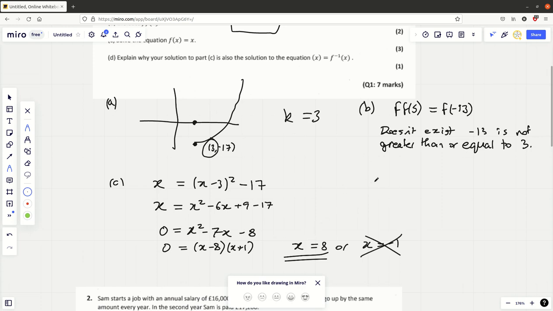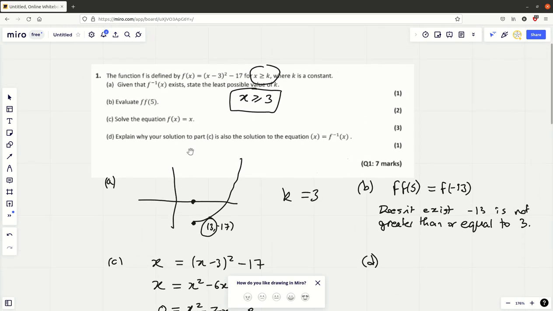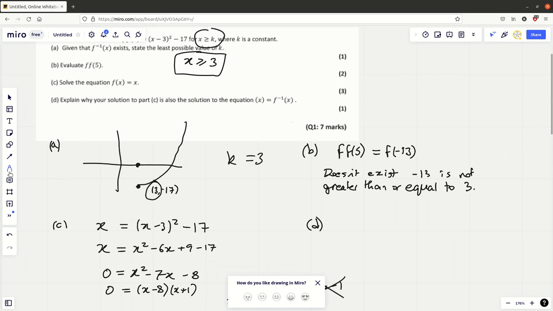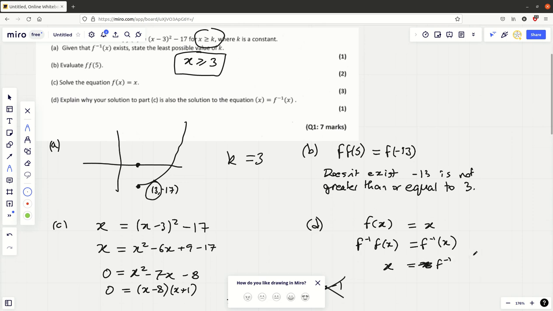Cool. Okay, part D. This is an interesting one for me. Explain why your solution to part C is also a solution to that equation. Well, I think firstly, if you just look at function algebra, if you've got f of x equals x, you could take the inverse of both sides and the inverse of a function cancels. And so you get x equals f to the minus 1 of x. So that will have the same solution.